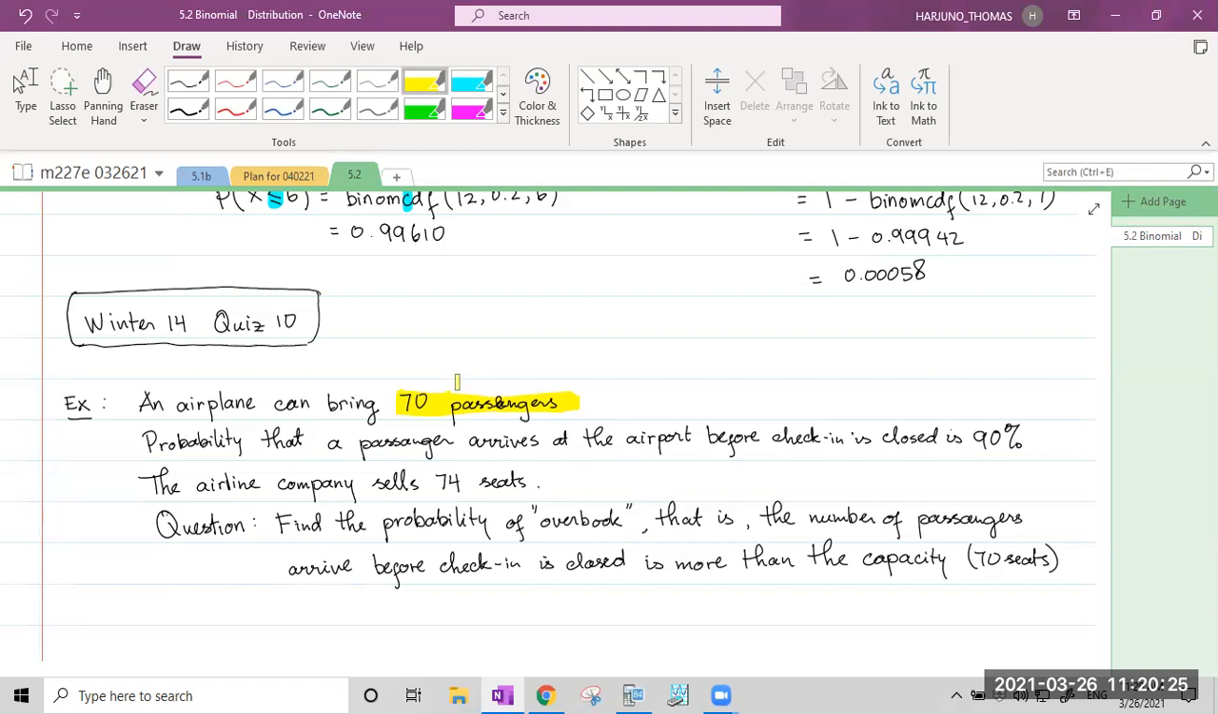Which one do you prefer if you need to be late? Of course, you prefer not to lose your ticket. You prefer not to need to buy another ticket, right? You prefer them to just say, hey, you know what, we get you to the next flight. But for that reason, they sell 74 tickets instead, or maybe more, or maybe slightly less.